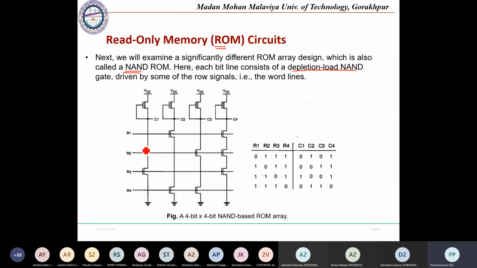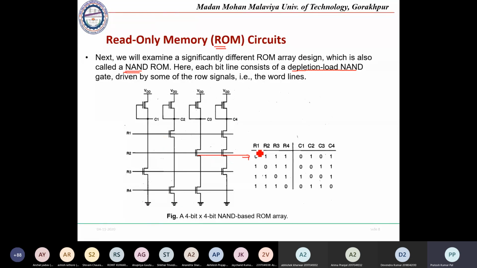So in that case, suppose this one is there. Here R1 is 0. Consider the first case: R1 is 0 and R2, R3, R4 are all 1. If all are 1, that means whatever logic is there at this point, okay, so here again this is C1, C2, C3 and C4.